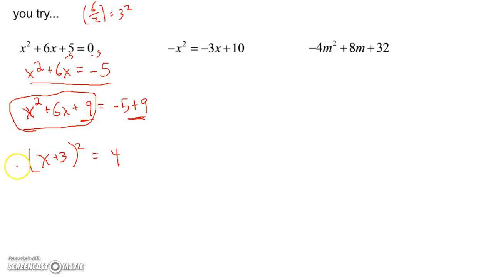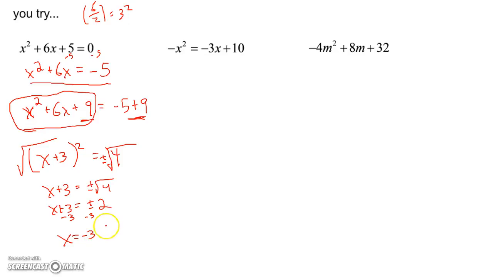Now I want to solve for x. We're going to use our square root property, which we worked on before. Take the square root of both sides, and that's going to be a plus or minus the square root of 4. X plus 3 equals plus or minus radical 4. The square root of 4 is 2, so this is plus or minus 2. We're going to take 3 away from both sides. We have x equals minus 3 plus or minus 2.